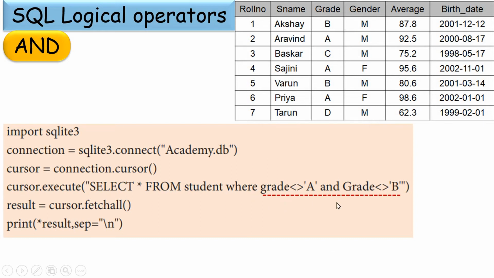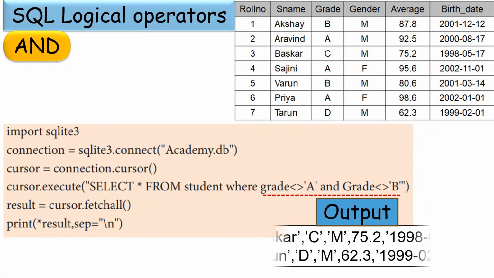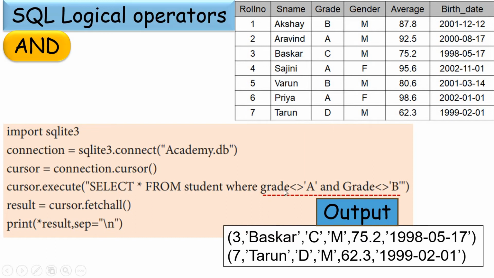Here, in the condition of the where clause, the AND operator is used. The output of this example is as follows. The records in which grade is not equal to A and grade is not equal to B are displayed.